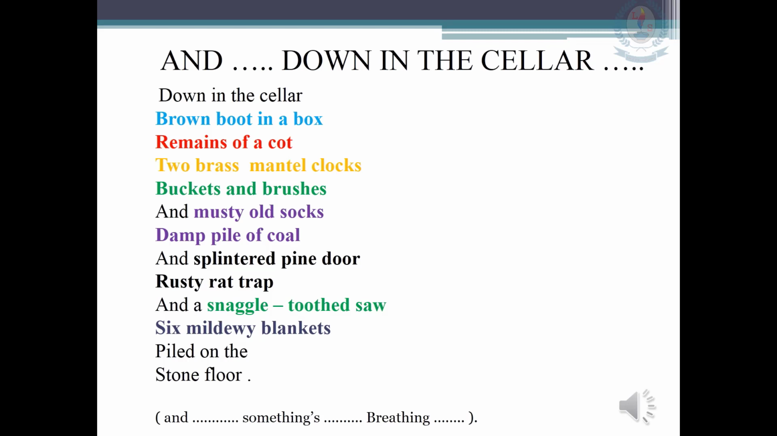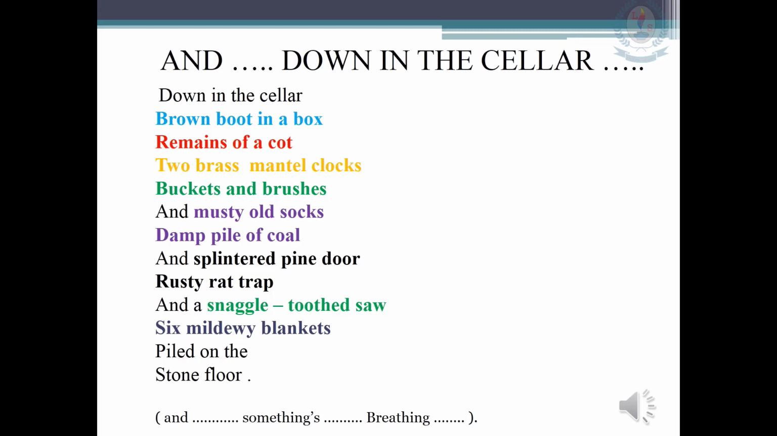Now children, you can see here another poem, Down in the Cellar. Down in the cellar, brown boot in a box, remains of a coat, 2 brass mantel clocks, buckets and brushes, and musty old socks, damp pile of coal, and splintered pine door, and rusty rat trap, and a snaggle-toothed saw, 6 mildewy blankets piled on the stone floor, and something's breathing.